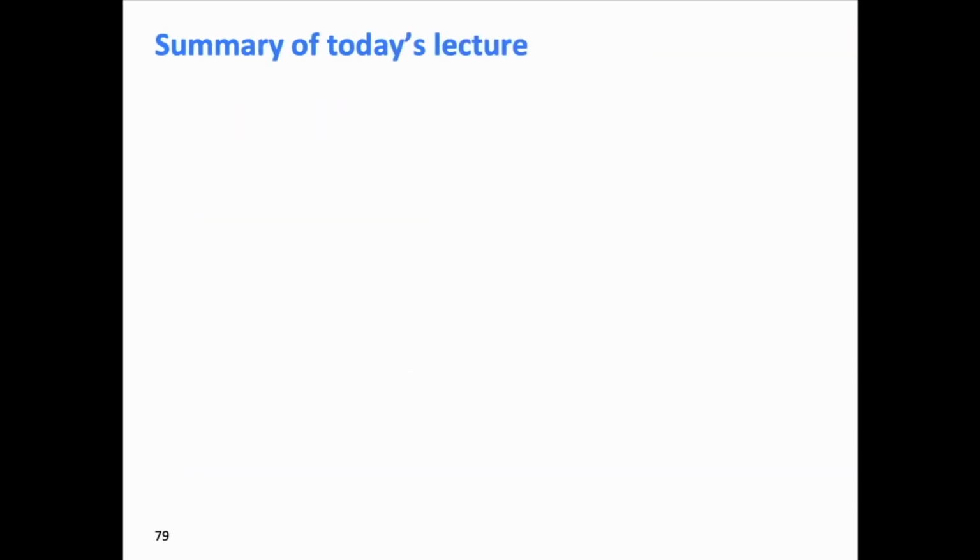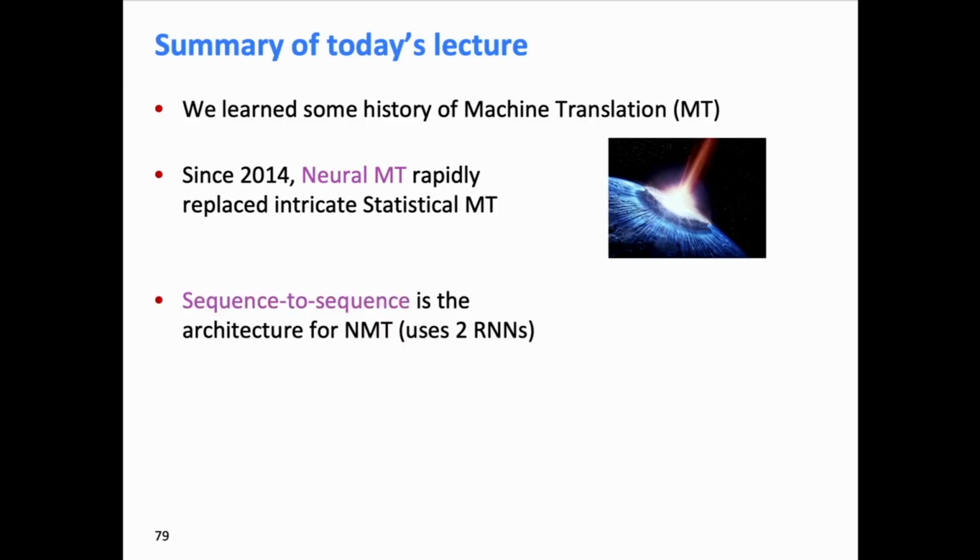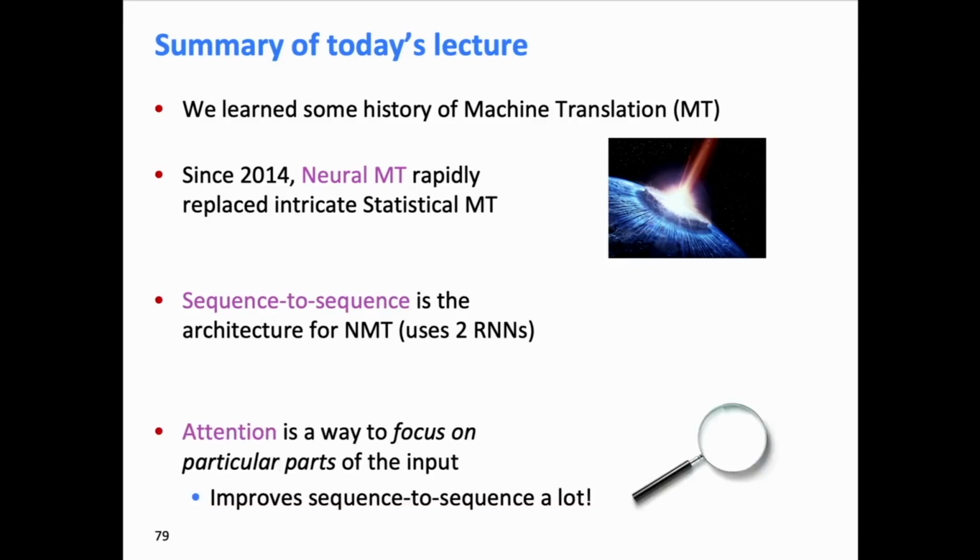Okay, so here's a summary of today. It really is the last slide. So we learned about the history of MT. We learned about how in 2014, neural MT revolutionized MT. We learned about how sequence-to-sequence is the right architecture for NMT, and it uses 2 RNNs. And lastly, we learned about how attention is a way to focus on particular parts of the input. All right, thanks.